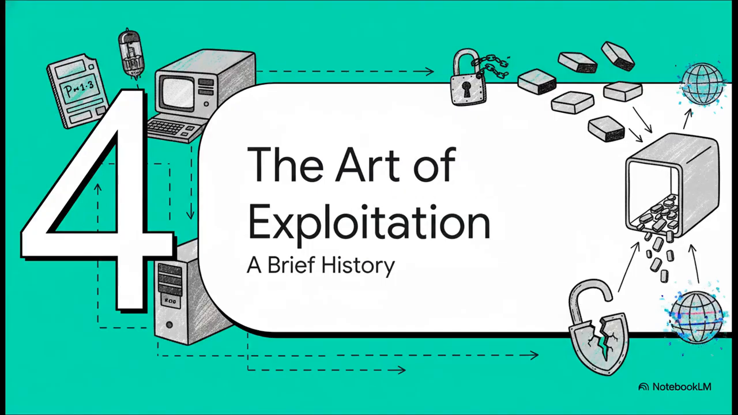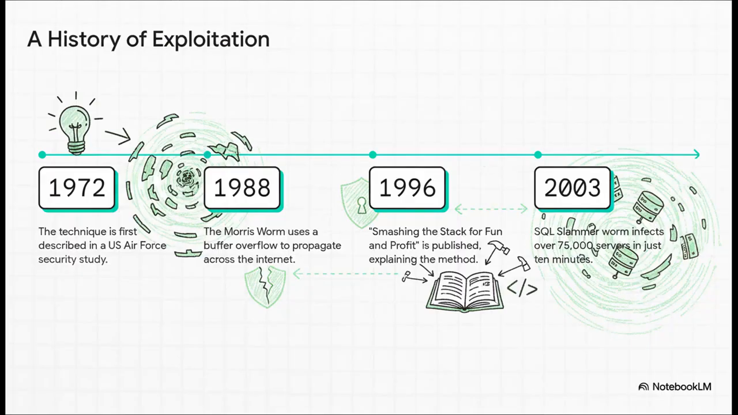And believe me, this isn't some brand new cutting-edge technique, oh no. This has a long, long history. And if you understand it, you can see why it's been such a stubborn problem for the internet. Just look at this timeline. The basic idea was understood all the way back in 1972. But then, in 1988, the Morris worm showed the whole world just how destructive it could be. A few years later, a legendary paper came out that basically gave everyone a how-to guide. And then, by 2003, you had worms like SQL Slammer using this exact trick to cause total chaos at lightning speed. 75,000 servers in 10 minutes.